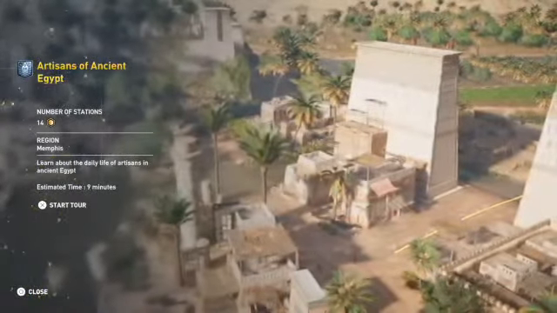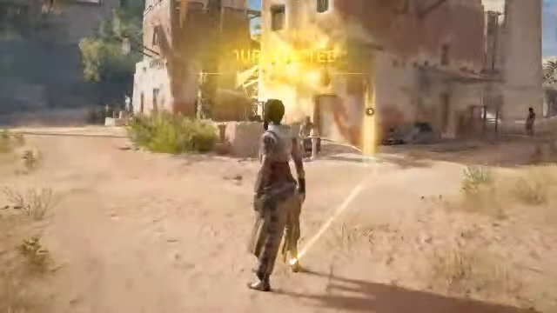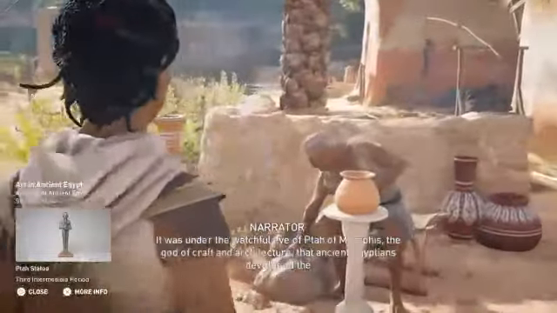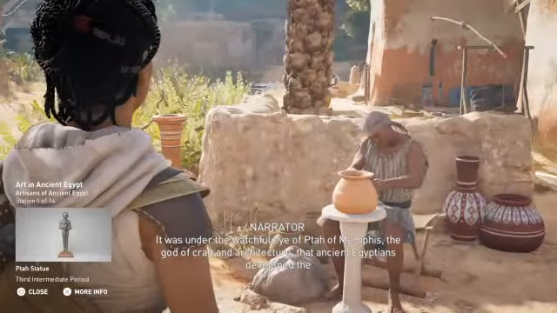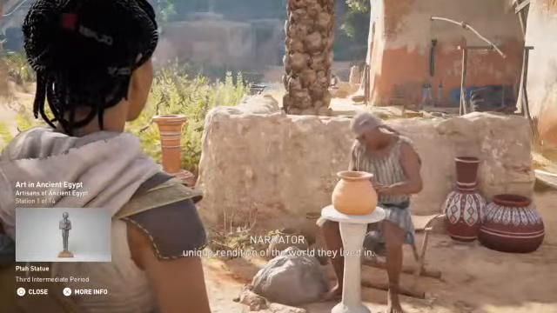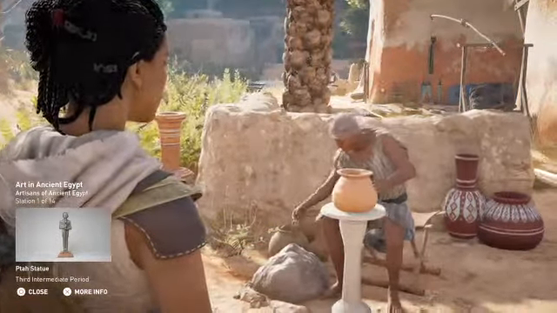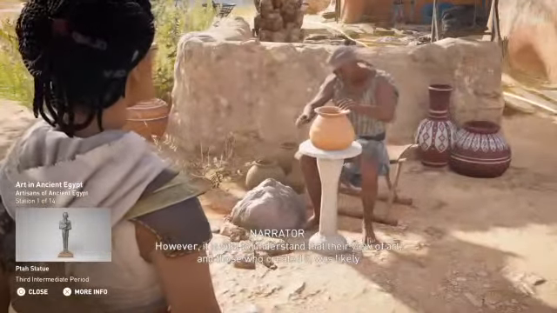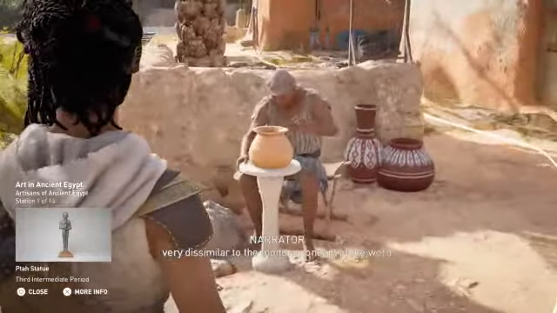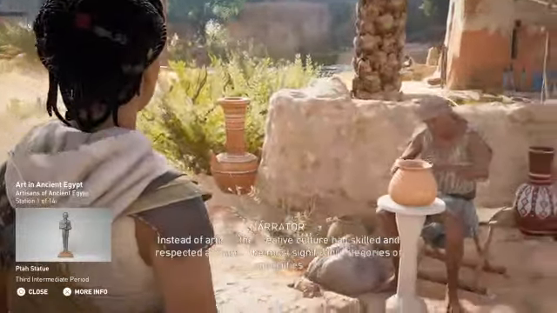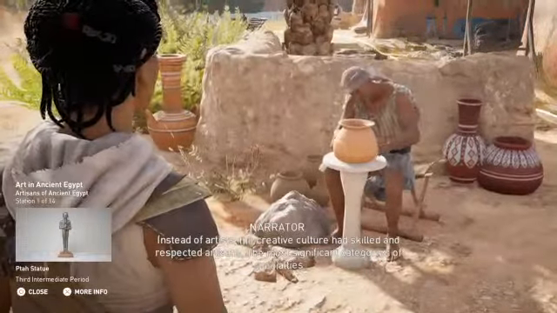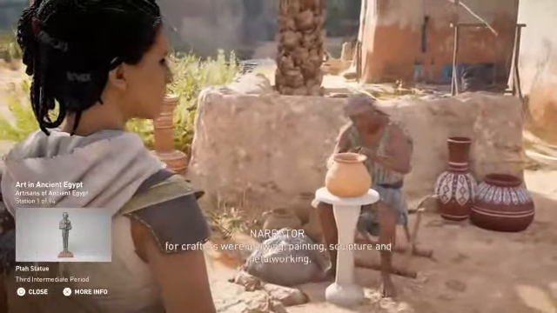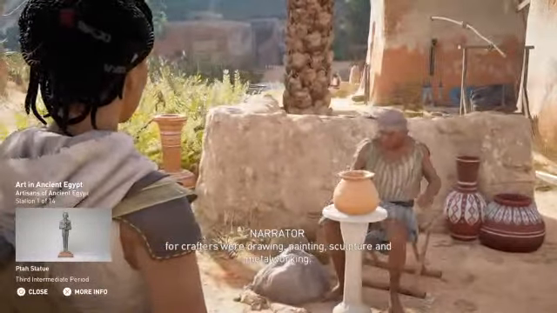Artisans of Ancient Egypt. Welcome to Artisan. It was under the watchful eye of Ptah of Memphis, the god of craft and architecture, that ancient Egyptians developed the unique rendition of the world they lived in. However, it is vital to understand that their view of art, and those who created it, was likely very dissimilar to the modern concept of the word. Instead of artists, the creative culture had skilled and respected artisans. The most significant categories of specialties for crafters were drawing, painting, sculpture, and metalworking.